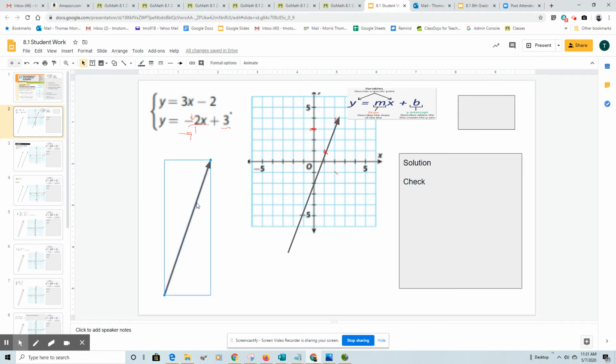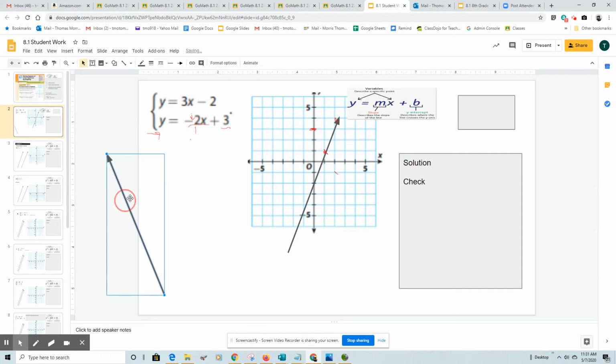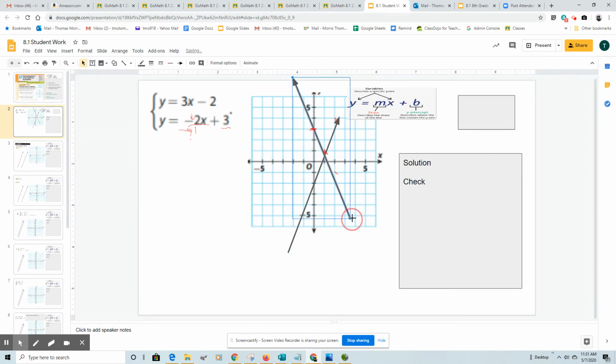All right, so here we go. I'm going to take it and move it, and put it on my points there. It's not perfect, but I can move it a little bit. There's my intersection point. My intersection point is 1, 1. Really thin line here. That is my solution.